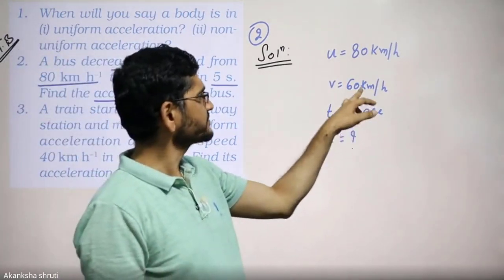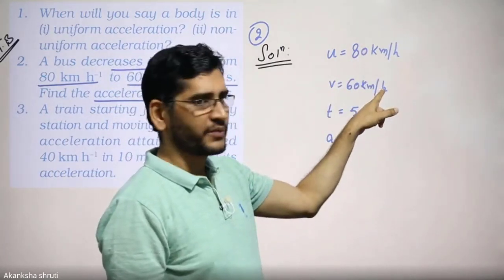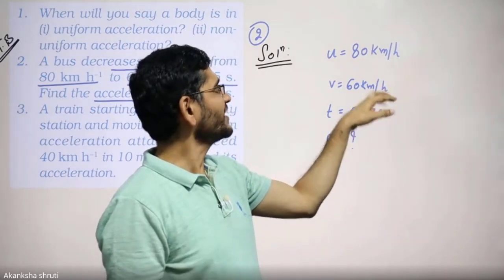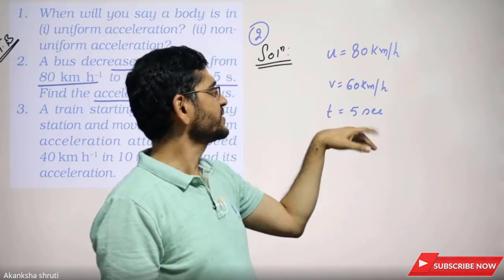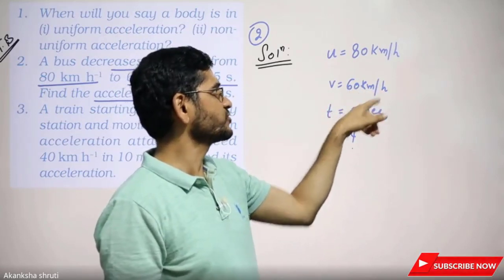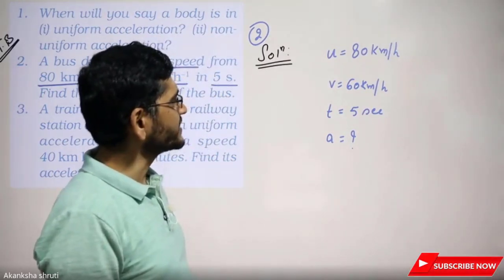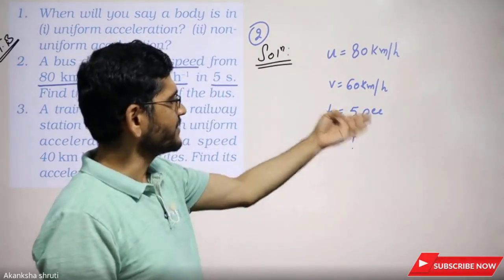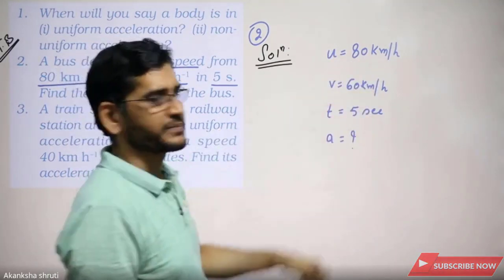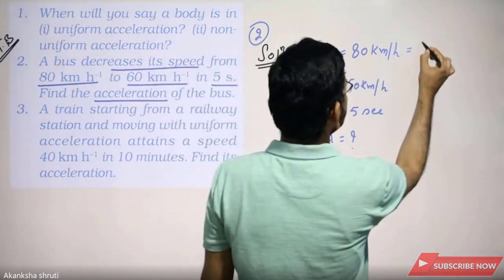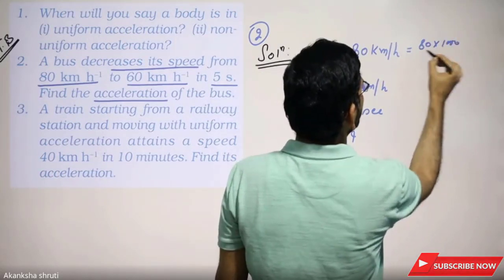Here the time is in second, but in these two cases, we have kilometer per hour. So better to convert either this 80 kilometer per hour into the meter per second, also the 60 kilometer per hour into meter per second, or you may convert this time into the hour itself. Let us first convert this U into the meter per second. For converting into meter per second, it will be 80 multiplied by 1000 divided by 3600.